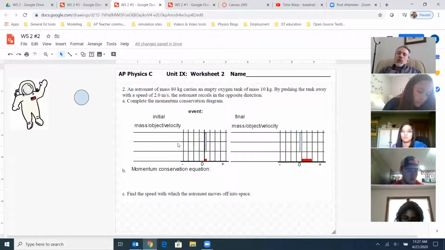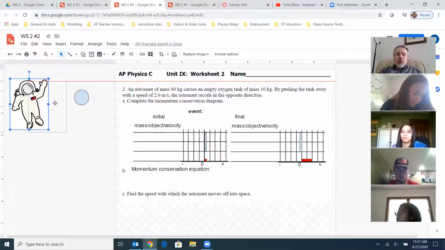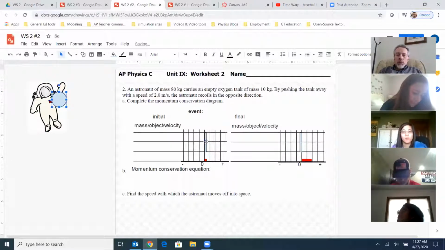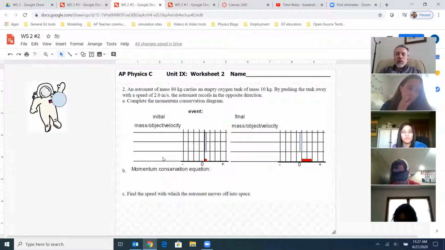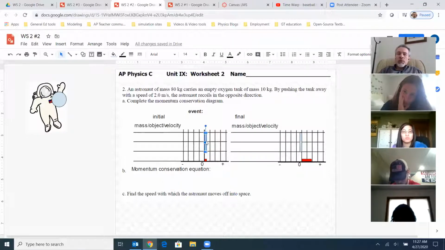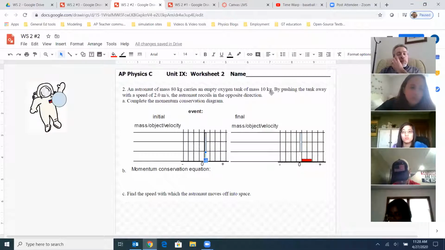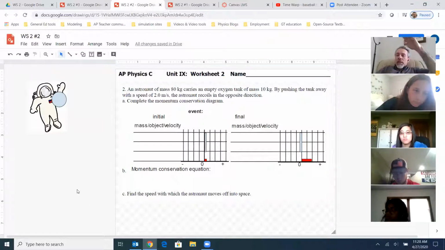So again, I kind of want to show you the conservation of momentum chart. Before this is thrown, the truth is both of these have zero momentum. I'm only showing it to you so you can see kind of the different colors. I'm going to have the blue be the astronaut and the red be the oxygen tank. Notice the mass of the astronaut is 80. The mass of the oxygen tank is 10. So in other words, the mass of the astronaut's 8 times bigger. So that's why that blue bar is about 8 times taller than the red bar. Okay.